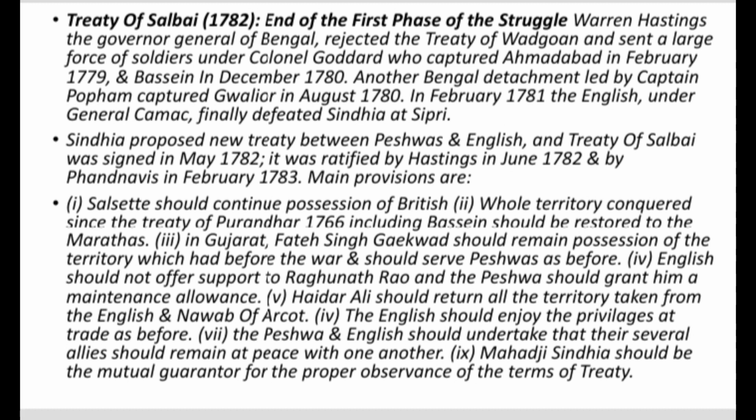The English should not offer any further support to Raghunath Rao, and the Peshwa should grant him a maintenance allowance. Besides that, Hyder Ali should return all the territory taken from the English and the Nawab of Arcot, and the English should enjoy the privileges of trade as before. The Peshwa should not support any other European nation. The Peshwa and the English should undertake that their several allies should remain at peace with one another, and Mahadji Scindia should be the mutual guarantor for the proper observance of the terms of the treaty.